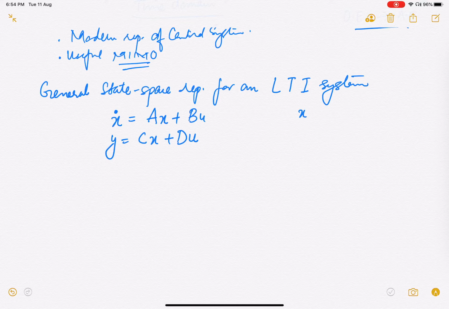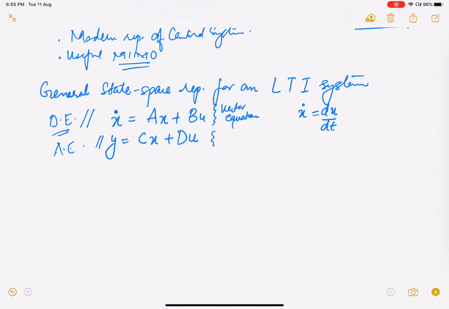So when I put this dot on top, it means I'm talking about the derivative, so dx by dt, right? And the other thing is that these are vector equations. I hope you understand what vector equations mean. First thing, this is a differential equation. It's a set of differential equations of order 1 because there is only one derivative, a single first order derivative, x dot. And this is an algebraic equation, right?